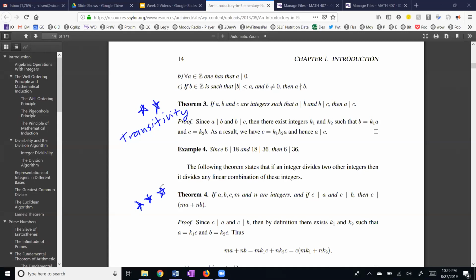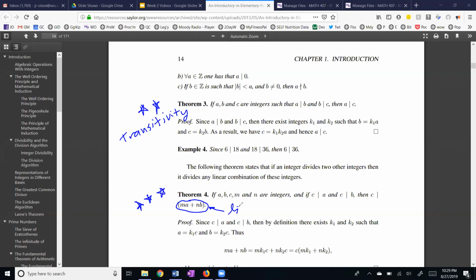We have some integers here, A, B, C, M, and N. We also know that C divides A and C divides B. Then C divides the quantity MA plus NB. So we have a common divisor. C not only divides into A, but C also divides into B. This MA plus NB is called a linear combination of A and B.